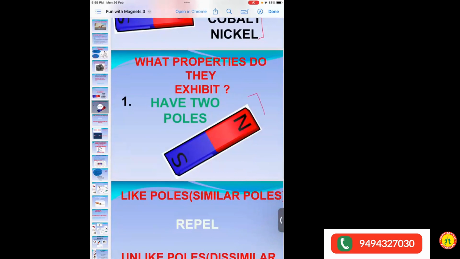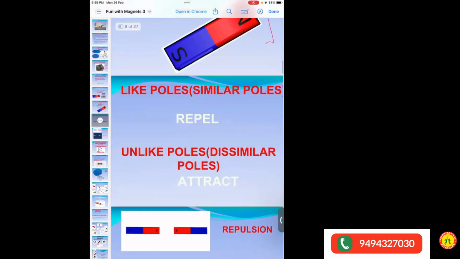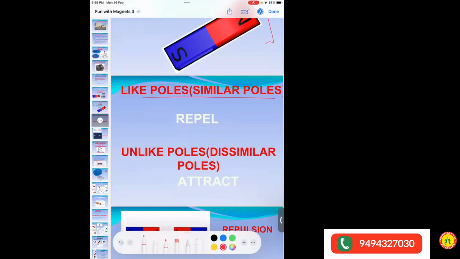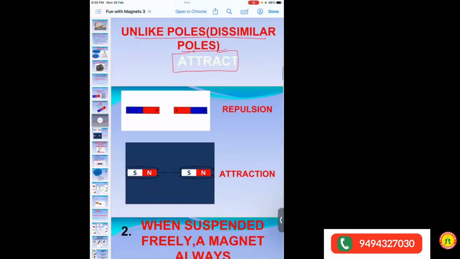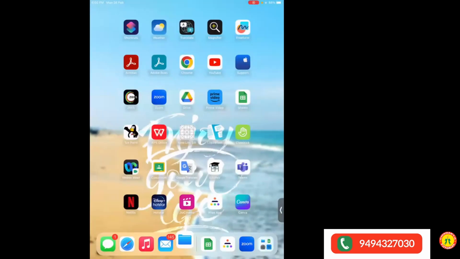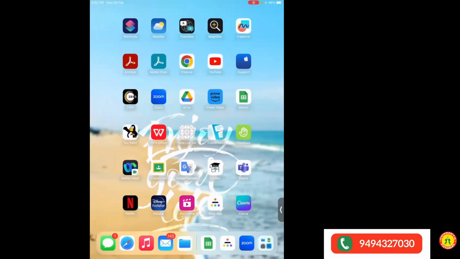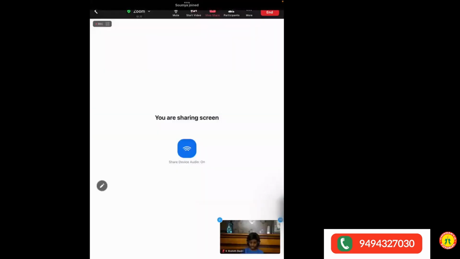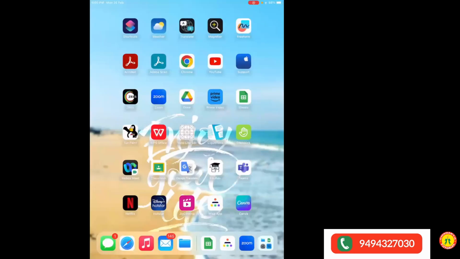The first thing, they have two poles. As you can see, they have the south as well as the north pole. Like poles are called similar poles, and they repel each other. Whereas unlike poles are dissimilar poles, and they attract each other. So same poles will be repelling, and different poles will be attracting.